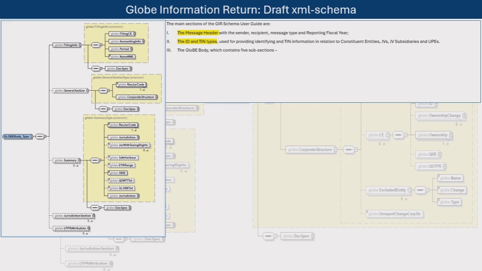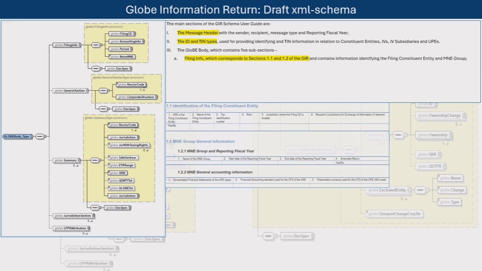So we're talking about filing info, general section, summary, jurisdiction, and UTPR. And the filing info corresponds to section 1.1 and 1.2 of the GloBE information return. And if we look at what that looks like, this is what you might remember from the July last year document. It's identification of the filing constituent entity and the MNE group general information, the name, the reporting year, all of that kind of stuff, the accounting information.